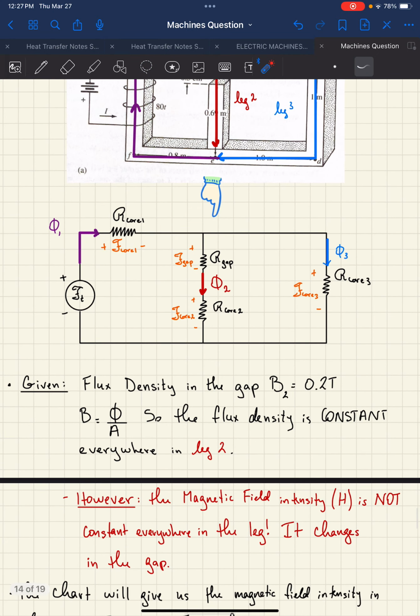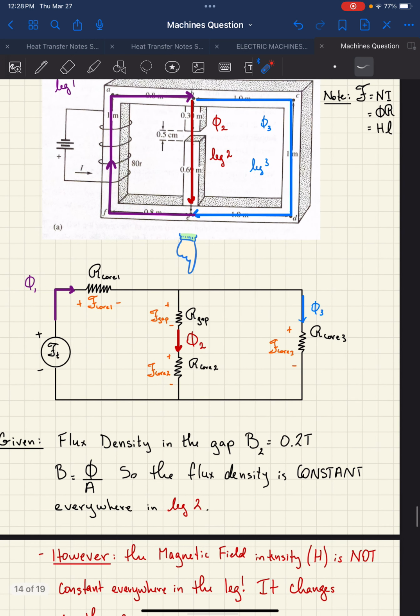Now, this is where things might get a little weird. Flux density, in other words B, is constant everywhere in leg 2. However, magnetic field intensity, H, is not constant. That's something to keep in mind. If you're having trouble with that, recall that flux density B is equal to mu times H. Mu is the magnetic permeability, and mu is actually mu relative times mu of air.